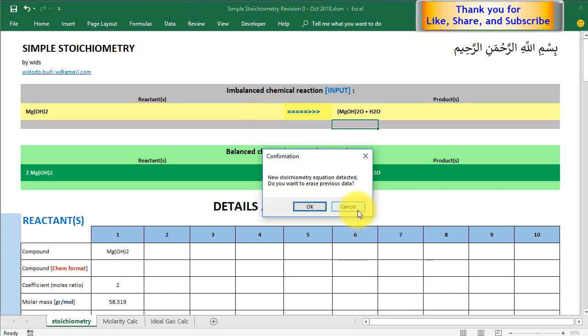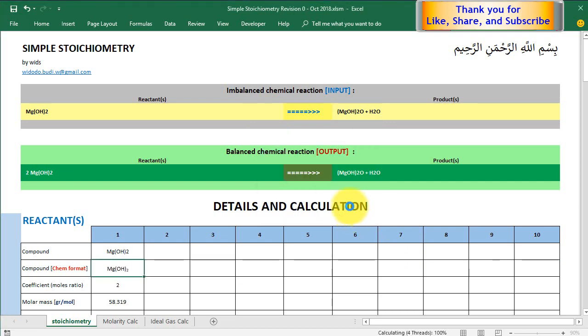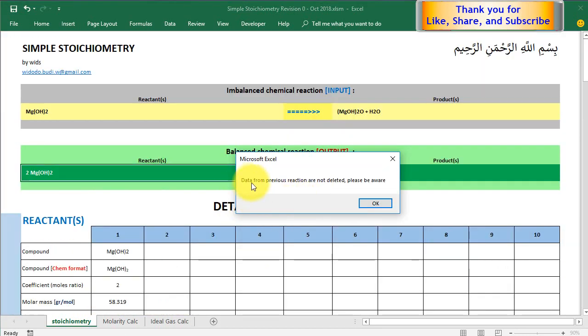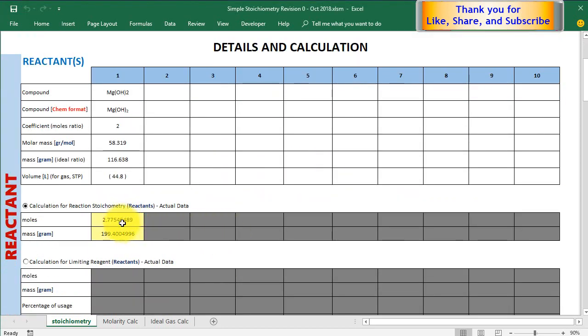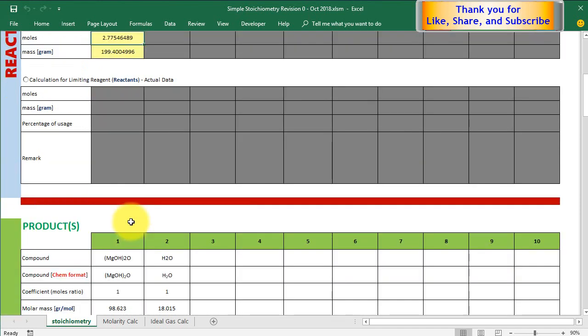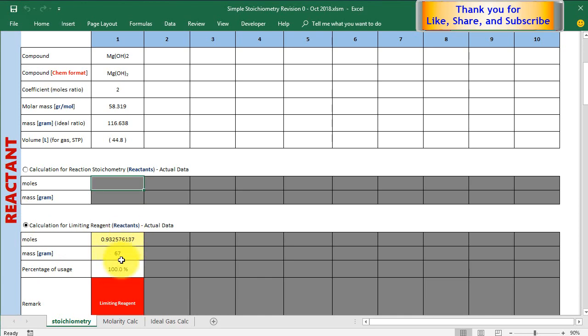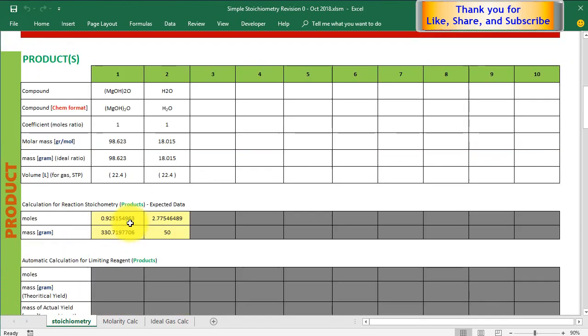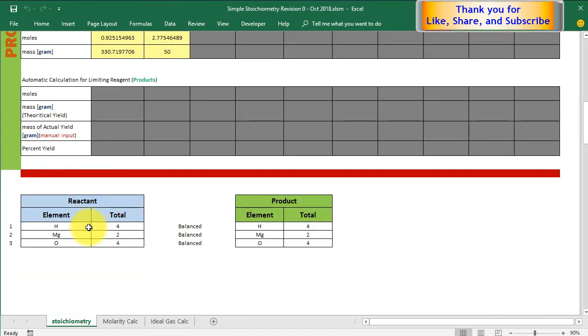Okay. I'll try to click cancel. And we'll see. Yeah, data from the previous reaction are not deleted. Please be aware. You see this? This is data from the previous equation. This is the iron oxide, the previous one. Careful. This is not the final answer of this equation because we clicked cancel, and this is the reactant and product element.